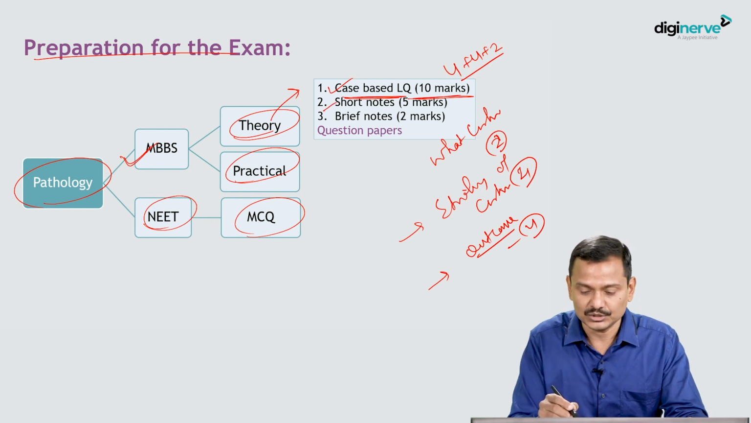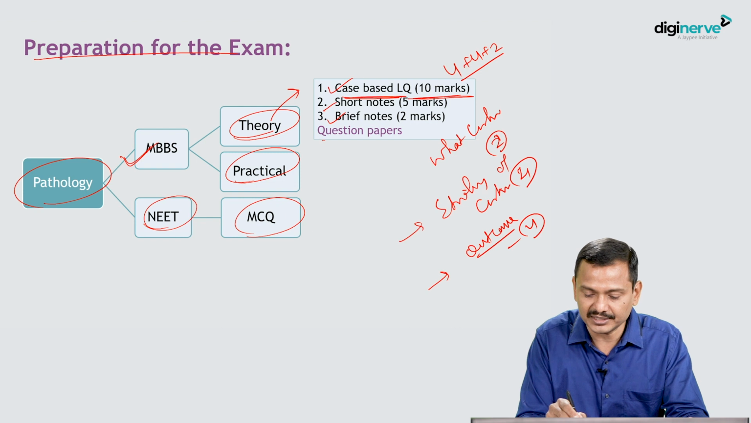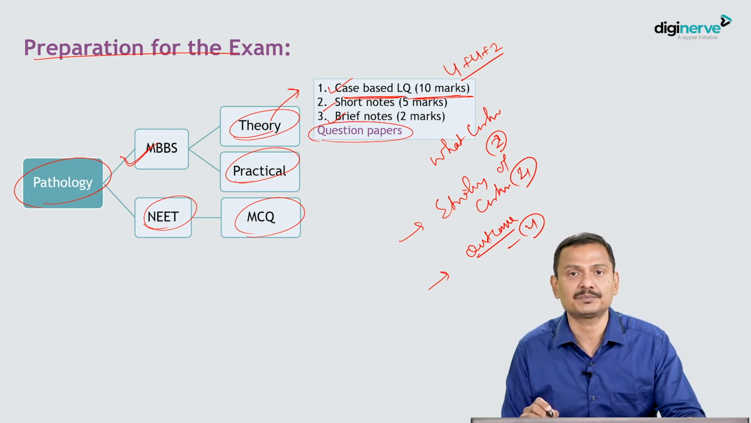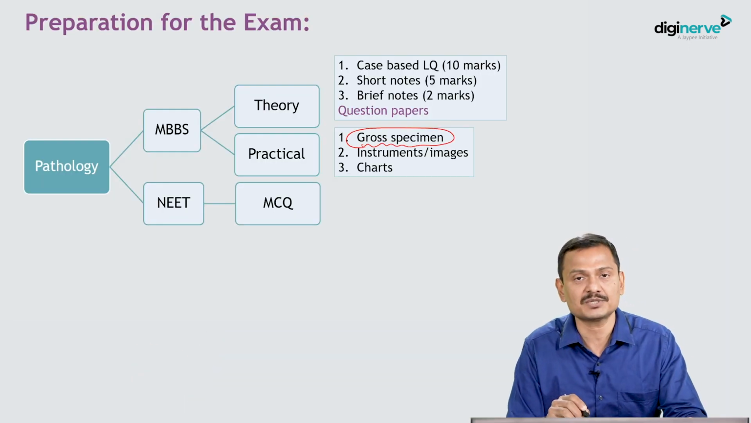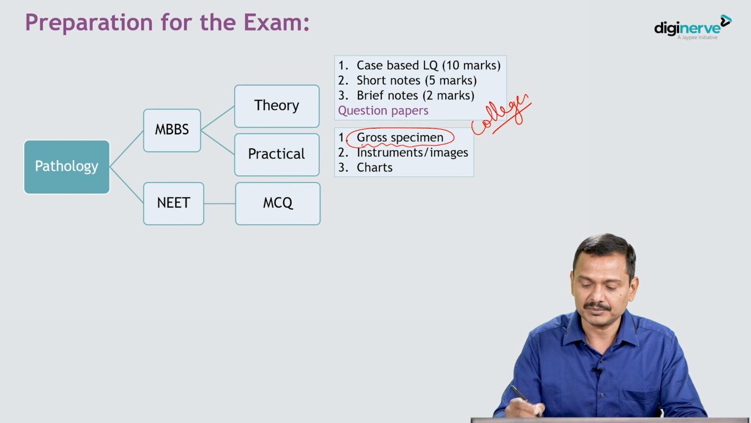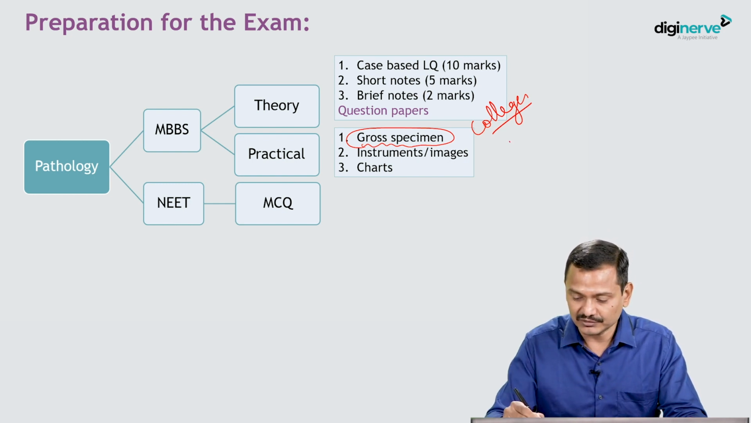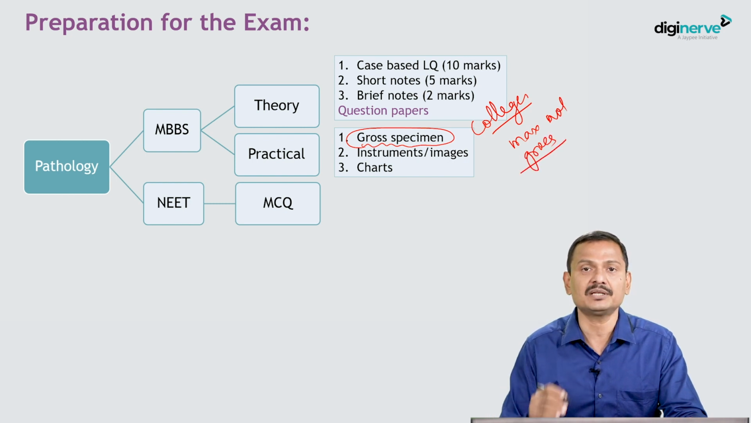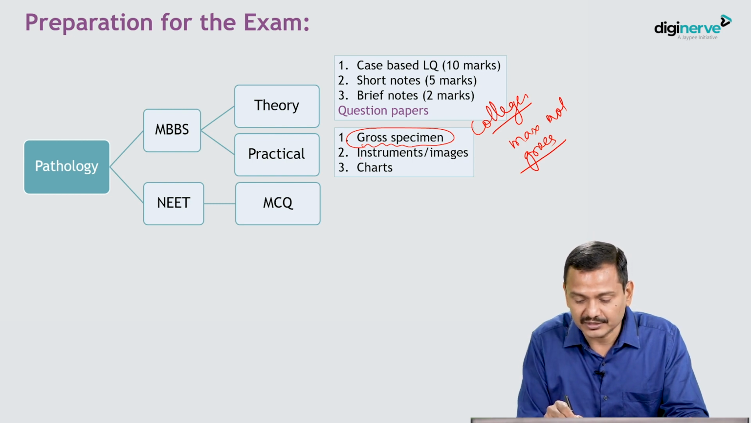You can have short notes, you can have very brief notes, and most important is that you refer to the question papers of your university or college from previous years to get an idea of how to prepare for the theory. Next comes practical. In practical, you need to know certain gross specimens. These will differ between colleges and institutions, but in our sessions we have tried to cover the maximum number of gross specimens, so that you have a better idea of how pathology affects different organs and what the morphology of different organs is in different pathologies.